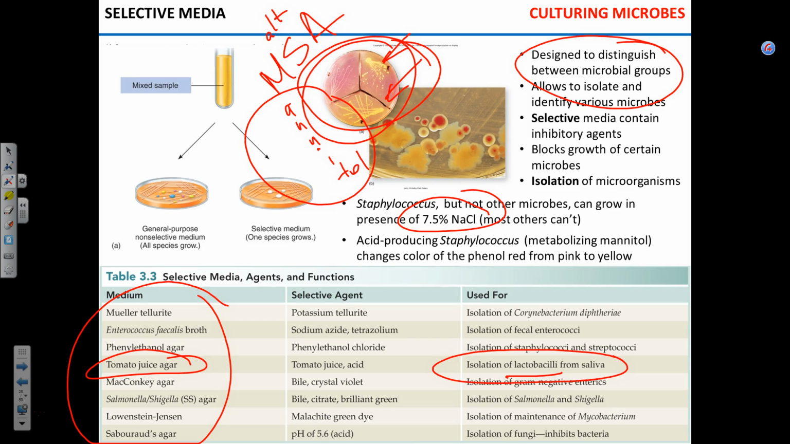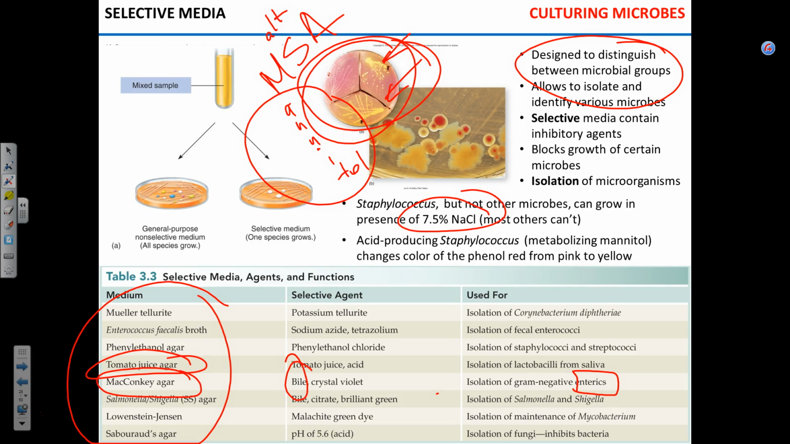Another example that I want to show you here, MacConkey agar. It contains bile. Which part of the body can we find bile in? Anyone know? Gallbladder, digestive system, right? So the purpose of this is to grow enteric microbes. Not just microbes that live in the digestive tract, but enterics, intestine. Does that make sense? Gram-positives are not going to grow on it.